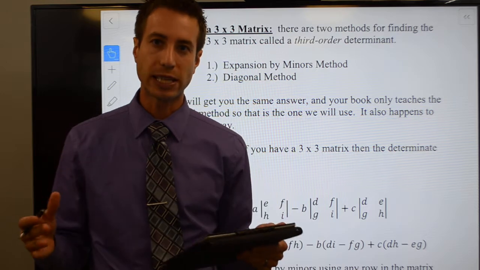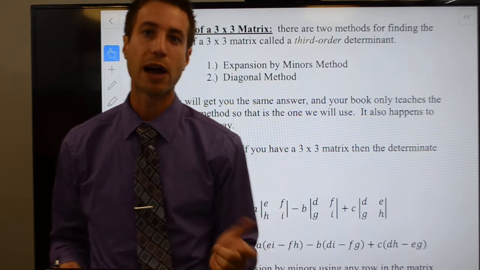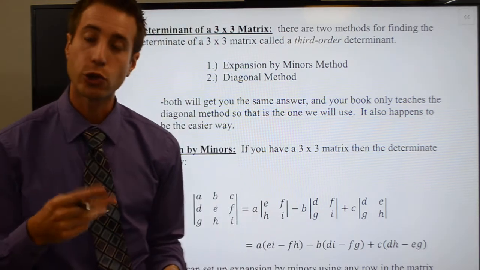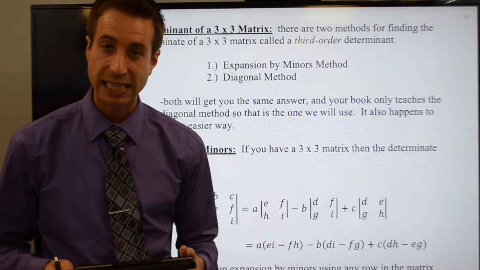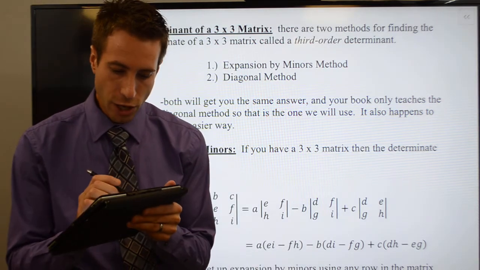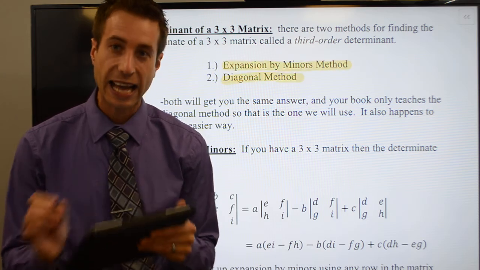And since the matrix is bigger, it is going to be a little bit more complicated than what we found with the 2x2 matrix. And actually there are two methods for finding the determinant of a 3x3 matrix, and these are them. You can do expansion by minors, or you can do the diagonal method.